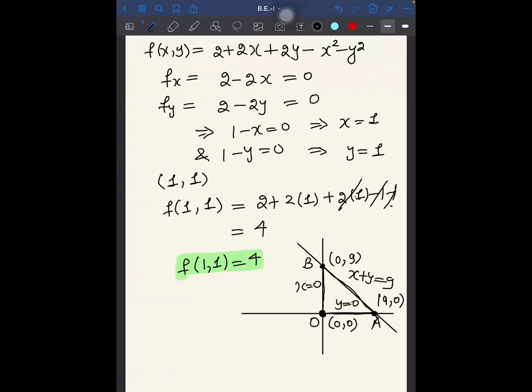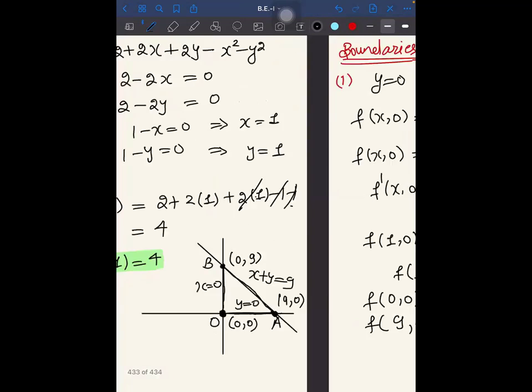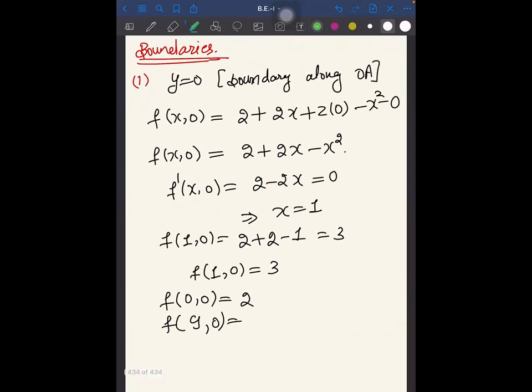That means this point and this point. So f(0, 0) would be 2. And what would be f(9, 0)? You put 9 over here. So this becomes 2 plus 18 minus 81, minus 61. So f(9, 0) will be minus 61.